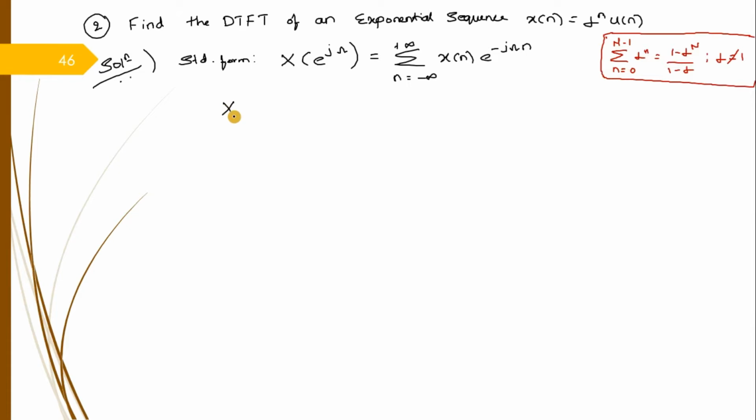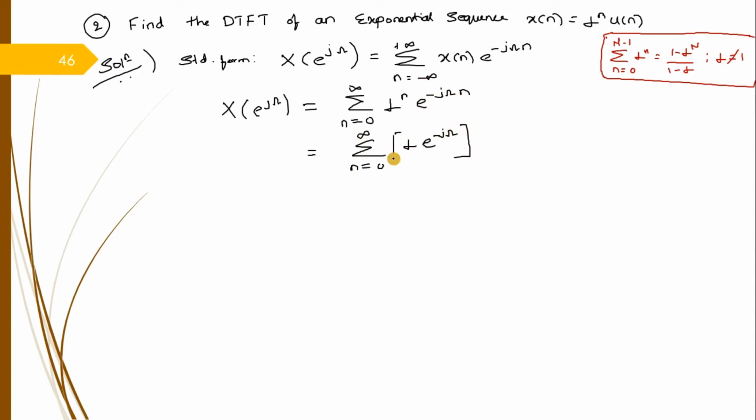So I substitute: X of e raised to j omega is equal to summation n equal to 0. Why 0? Because it is given as u of n. u of n exists only for n equal to 0 till infinity, and in that range u of n will be 1. So I write alpha raised to n times e raised to minus j omega n. This is equal to summation n equal to 0 till infinity of alpha e raised to minus j omega, whole raised to n.